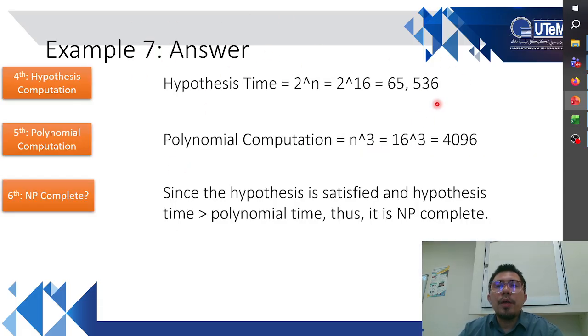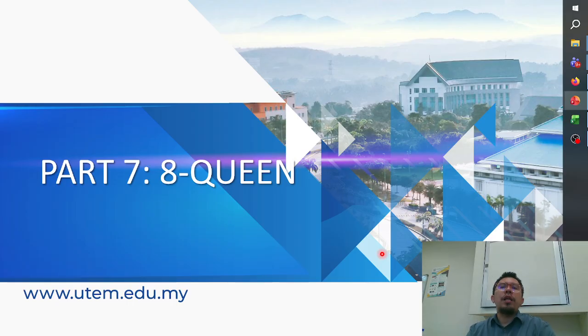So for this one the hypothesis time is 65,536 and the polynomial time is 4,096. Since the hypothesis is certified and the hypothesis time is greater than the polynomial time, it is NP complete. When the hypothesis time is greater than the polynomial time, it becomes NP complete.